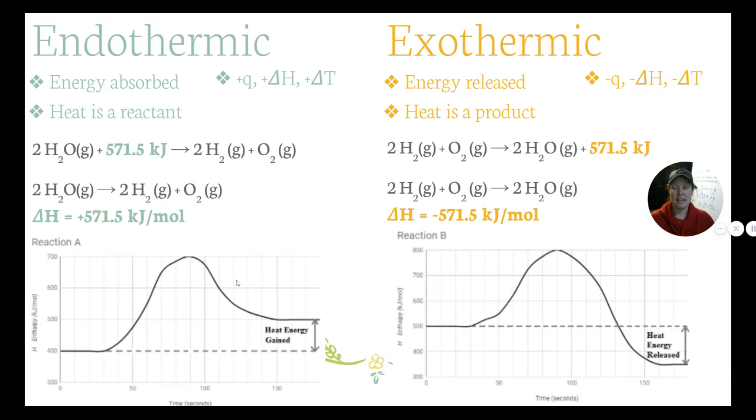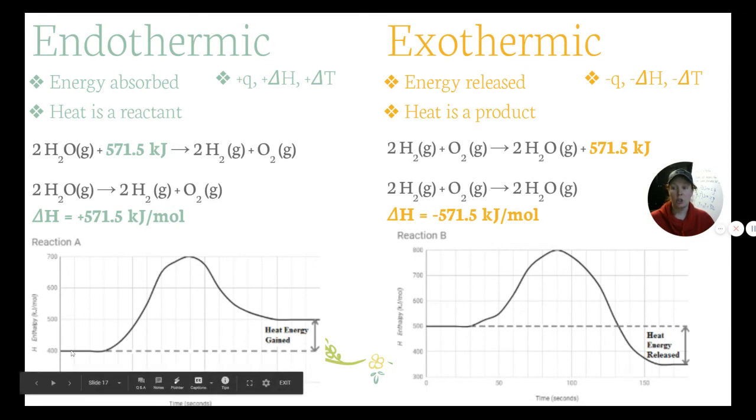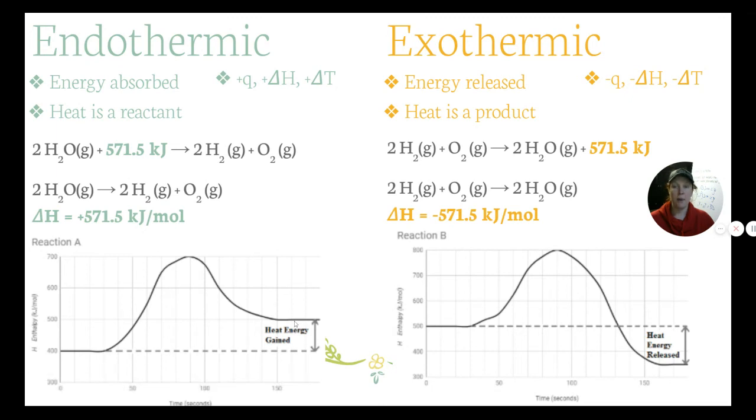Endothermic reactions in their diagrams start with a lower energy reactant and end with a higher energy product, which makes sense because we are adding energy into the system. The energy is entering the system, therefore this is an endothermic graph. Exothermic reactions are the opposite. In this case, energy is released.